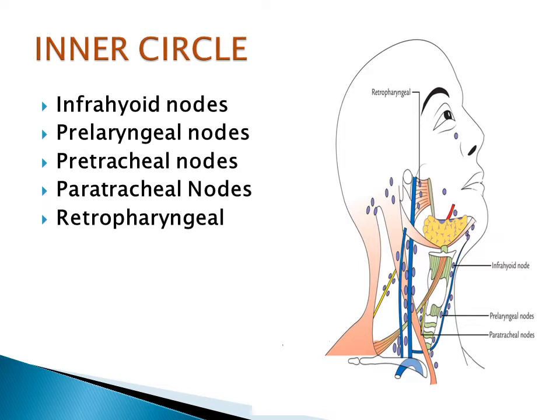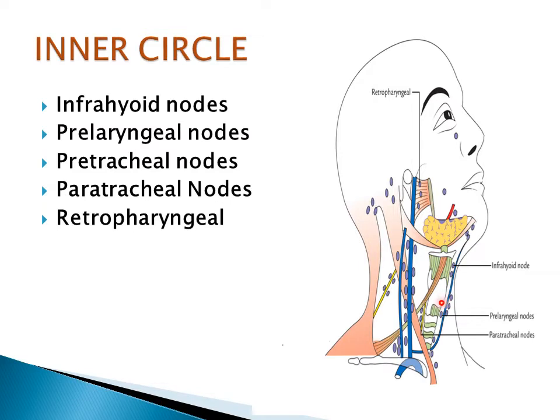Now we have completed the pericervical collar or the outer circle group of cervical nodes which belong to the superficial group. Now we're talking about the next circle, that is the inner circle, which is also part of the superficial group of cervical lymph nodes. So which are they? We have the infrahyoid nodes. This is the hyoid bone. These are the infrahyoid nodes.